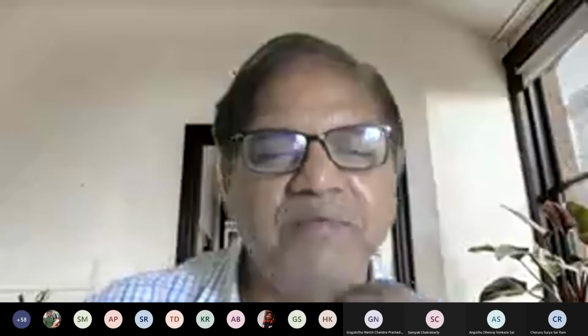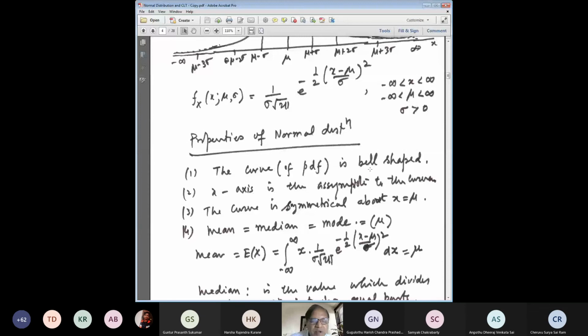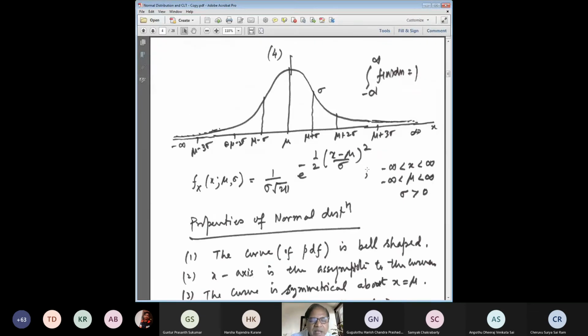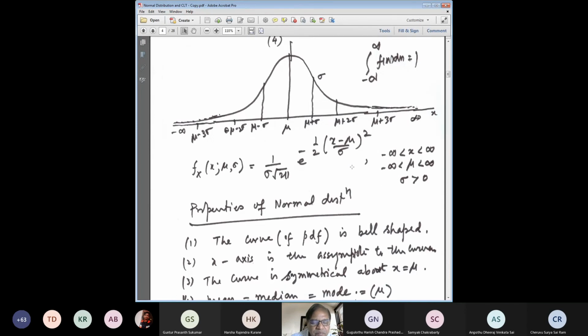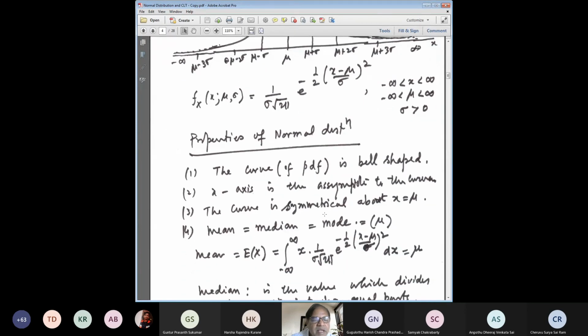Describe the PDF of this curve: it is a bell-shaped curve. Usually, if you observe the bells in the temples or at any other places, it has a similar shape. The x-axis is the asymptote to the curve. How you derive the asymptote, you know already, so one can easily derive the asymptote of this curve.